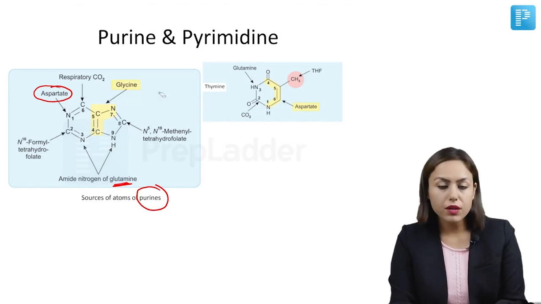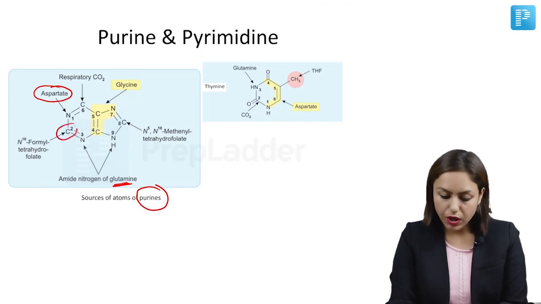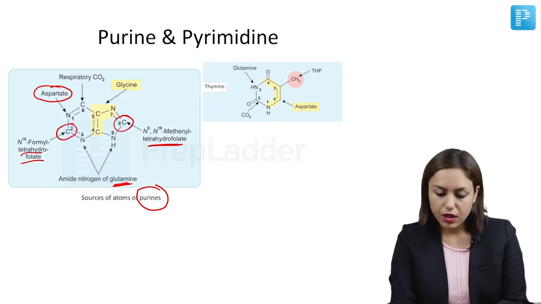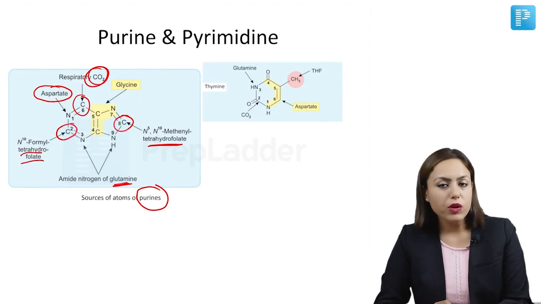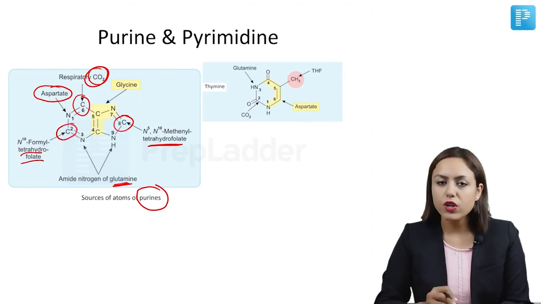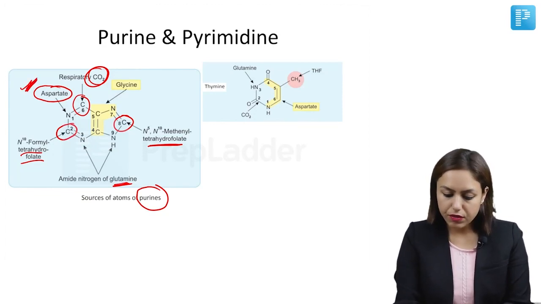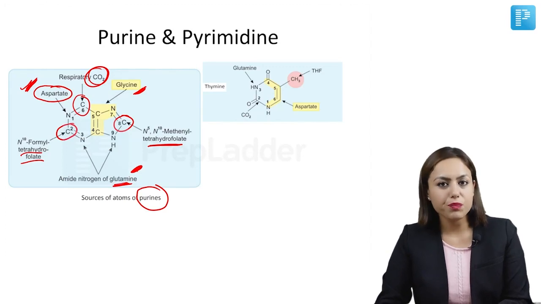So nitrogens are done. Then C2 carbon is from tetrahydrofolate, okay? Then C8 is also from tetrahydrofolate, but C6 is from carbon dioxide, okay? So which amino acids are the sources of nitrogen and carbon in case of purine? We have aspartate, glutamine and glycine, okay? These three are involved.